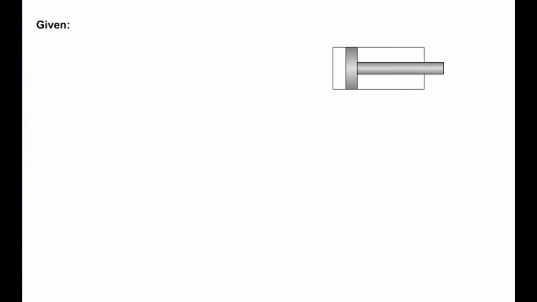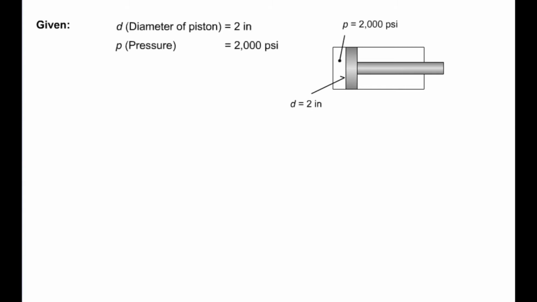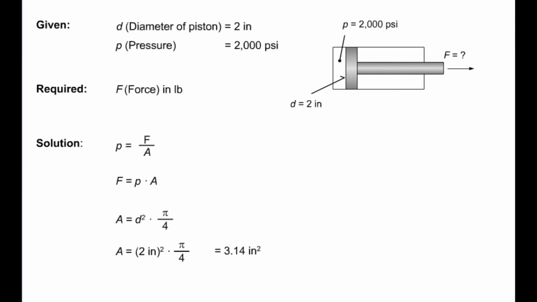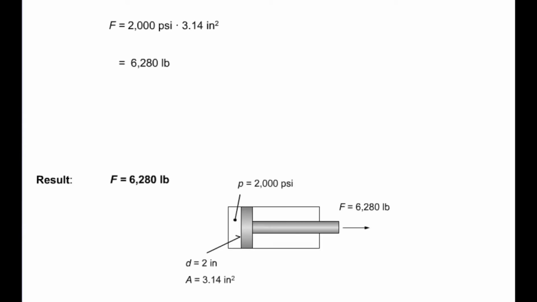Let us look at the simple sample calculation. A hydraulic cylinder with a piston diameter of 2 inches contains liquid at a pressure of 2000 psi. We need to know the force exerted by the piston. In order to solve the problem, we must first rearrange our formula, P equals F divided by A, in order to separate the required variable. We obtain the area of the piston from its diameter using the formula for the area of a circle. If we now input the value of the area of the piston into our original formula, we are able to calculate the force and solve the problem.